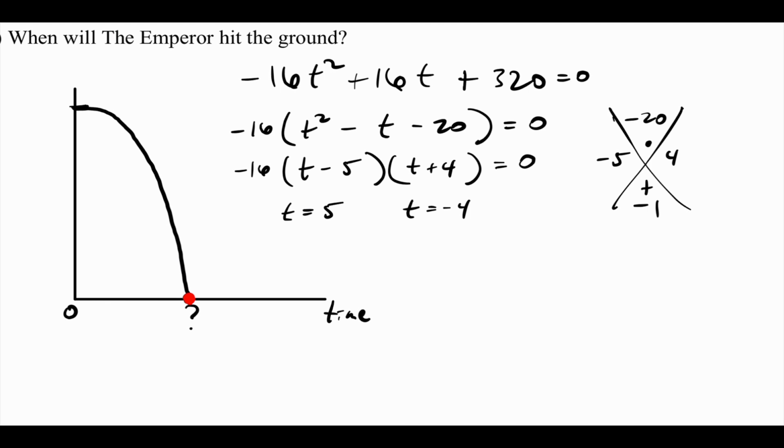Which one is the red dot going to be? 5. Why 5? It's not negative. It's not 0. It's positive. It has to be 5, because negative 4 can't go back in time. We can't go back in time. So the only one that's valid for our purpose is 5. So when will he hit the ground? At time 5.